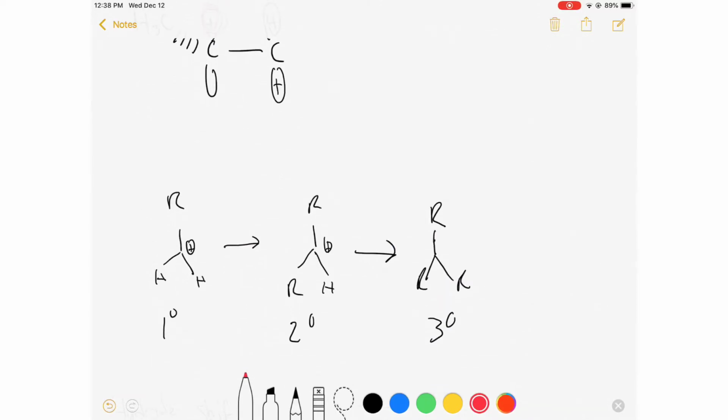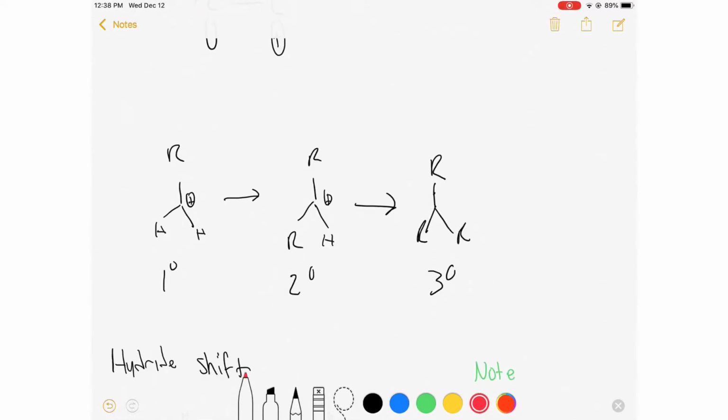Next, we'll see when this mechanism needs to occur. So carbocation is basically all about stability. And how we know what's stable is how many carbons are attached to them. As you can see here, there's only one carbon attached, so we call this a primary. Here we have two carbons attached, secondary. And the most stable is going to be tertiary.